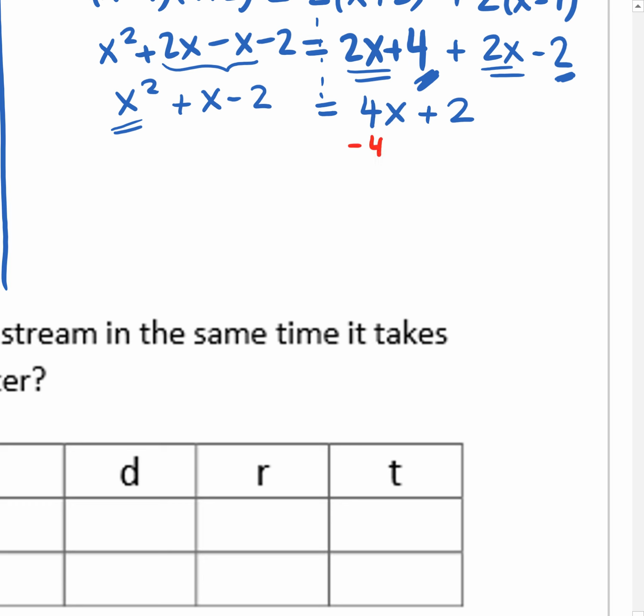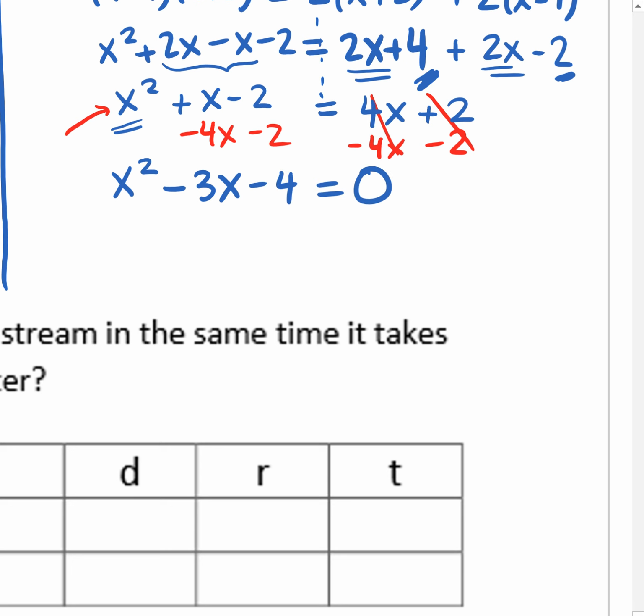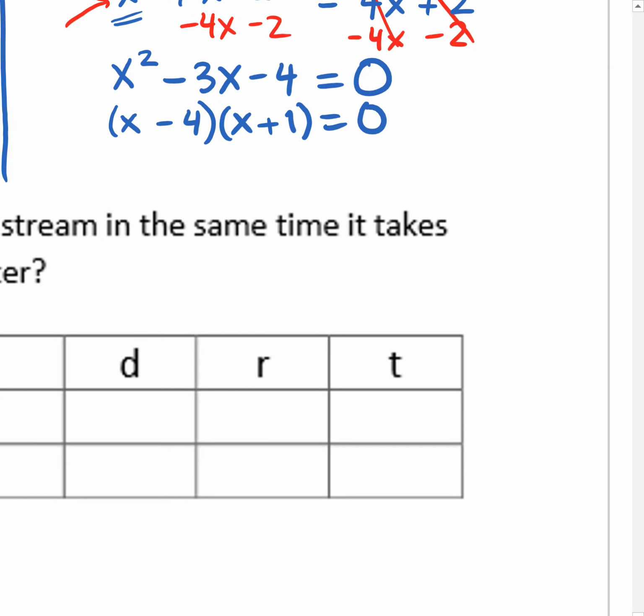And I think it'll be easier to move this 4x to the left as well as this 2. And that's because I don't want to move the x squared to the right side. If I move the x squared to the right side, it'll become negative, and it's going to be harder to factor that way. So I'll be left with x squared. The next term we had an x, and we're subtracting 4x. That'll become minus 3x. And then negative 2 and negative 2 make negative 4. Okay, now let me factor this guy. He factors into x minus 4, x plus 1, because those are the numbers that multiply to negative 4 and add up to negative 3.